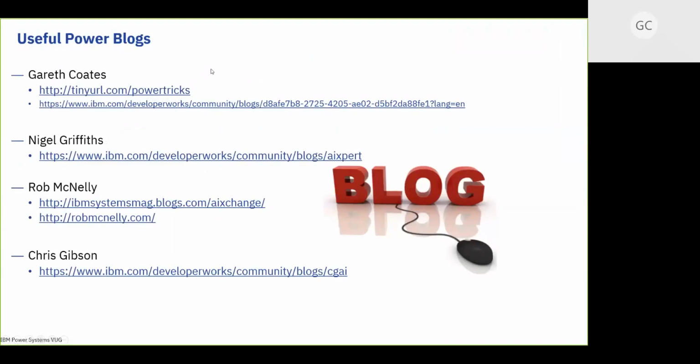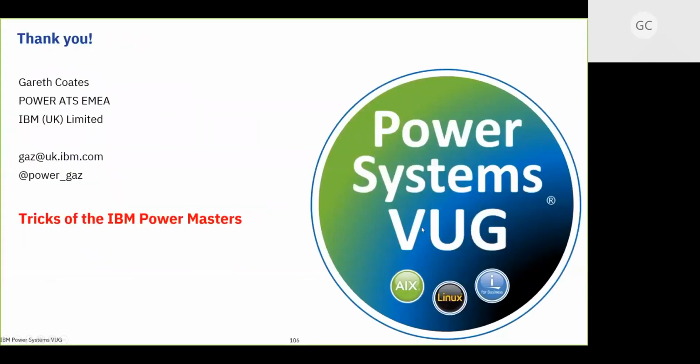And there are some useful little blogs here. So I've got a blog called Power Tricks, so I'll be posting some of these things up there. There's Nigel's HPUT blog. Rob McNally has got his Systems Mag blogs and robmcnally.com, and Chris Gebbo's got his blog there as well. So I just about managed to squeeze 106 foils into the time.